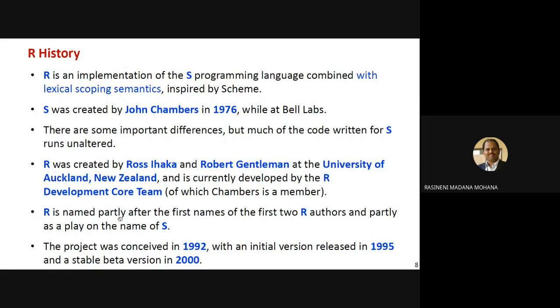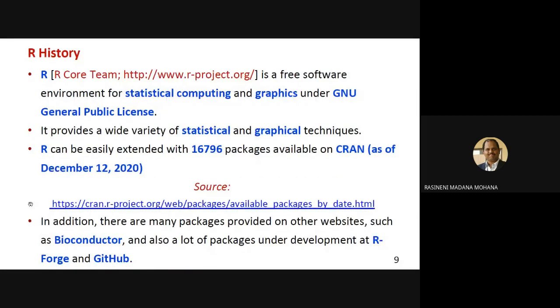R is named partly after the first names of the first two R authors and partly as a play on the name of S. So we don't have any abbreviation of R. The project was conceived in 1992, with an initial version released in 1995 and a stable beta version released in 2000. You can download the software and all resources officially from the R website, which was developed by the core team.